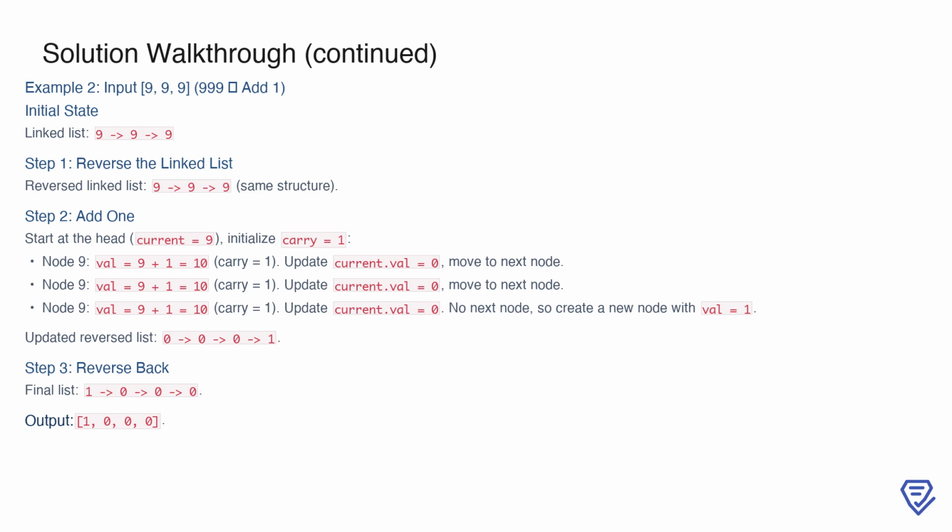Since there's no next node after the third, we create a new node with the value 1 to account for the final carry. This results in the updated reverse list 0-0-0-1. Reversing this list back gives the final result 1-0-0-0, representing the number 1000. The output here is 1, 0, 0, 0.